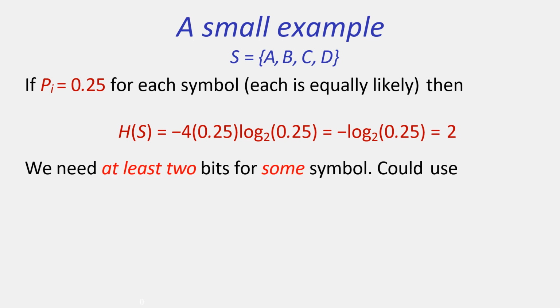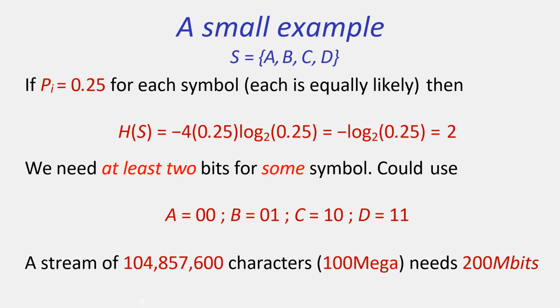And so that is stating that we have to use at least 2 bits for some symbol when we are transmitting it. One thing we could do is use the encoding: we encode A using 2 zeros, B 0 1, C 1 0, and D is 1 1. If we take a particular setting, suppose we're sending 100 megabits, then that encoding scheme is telling us we are going to need 200 megabits.